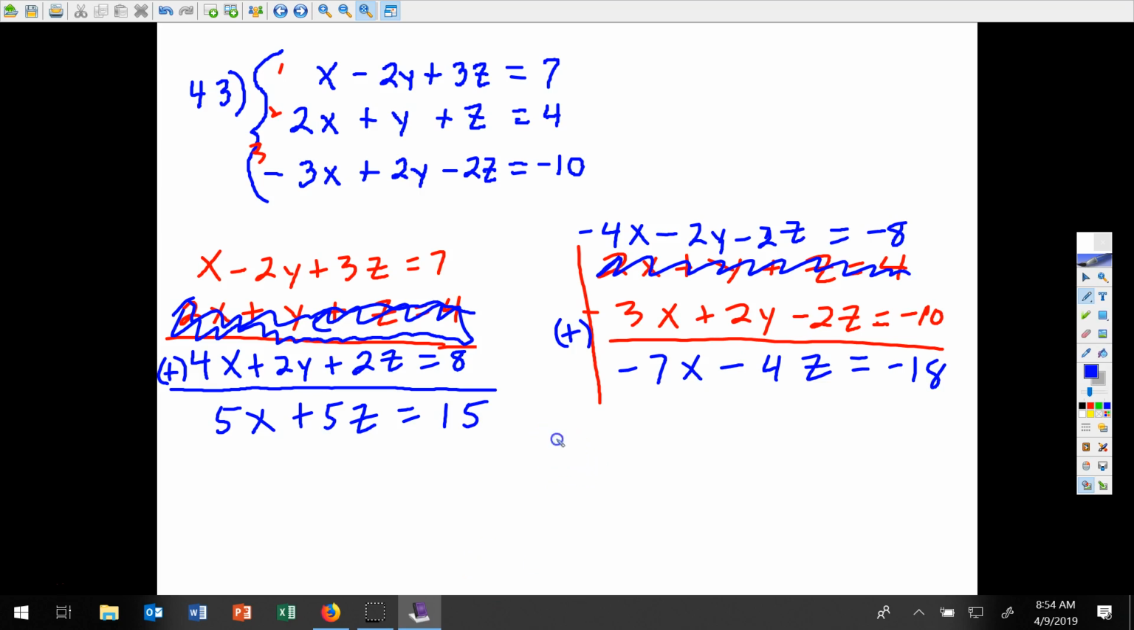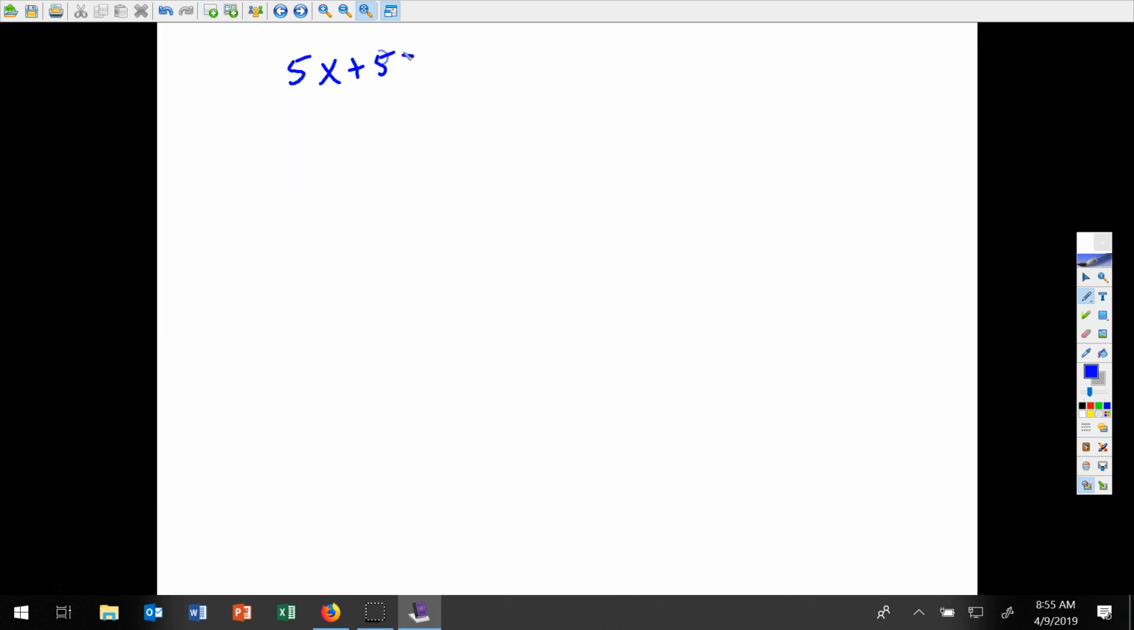Okay, so 5x plus 5z is 15. Negative 7x minus 4z is negative 18. So I probably need to go to a new slide. What variable would you go about eliminating and how? Let me just go to a new slide. 5x plus 5z is 15. And what's that bottom equation? Okay, so Lily, what do you think? Which variable and how?